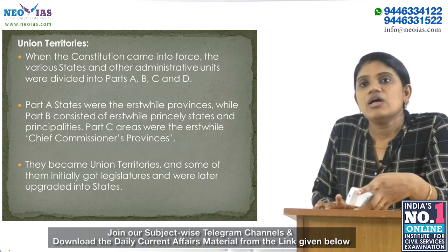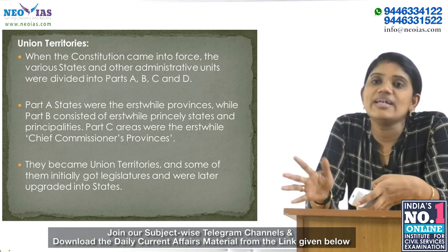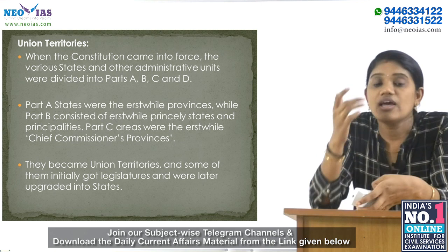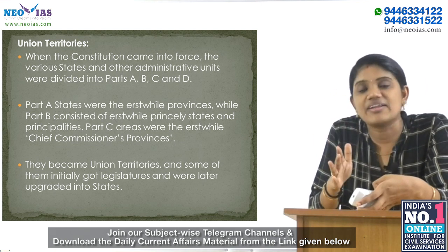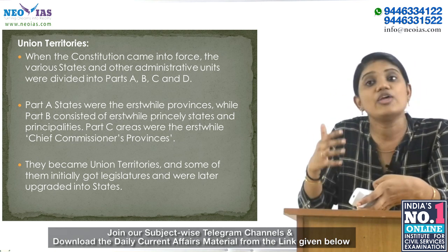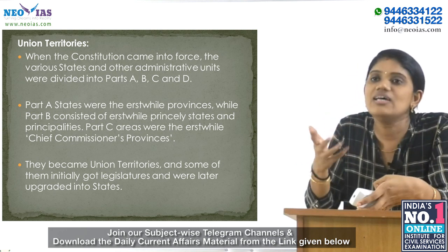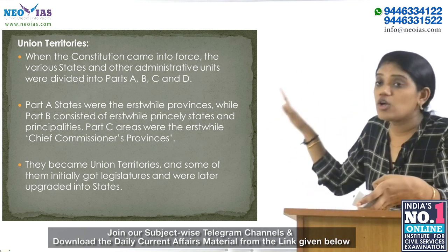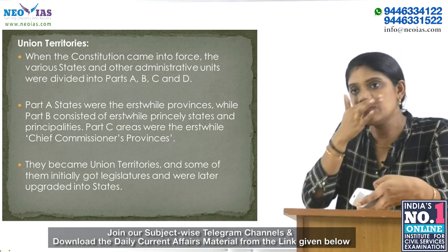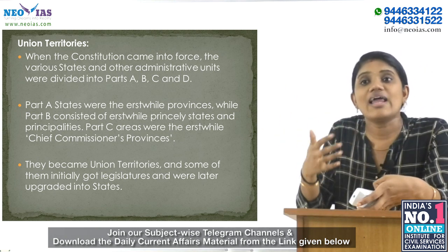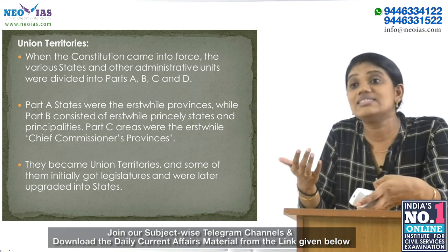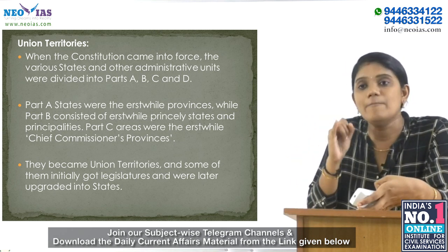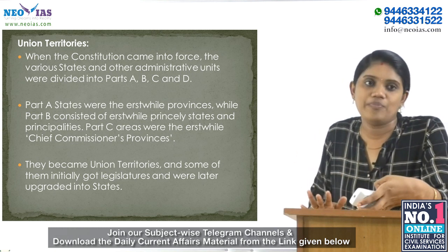Okay. Then about the union territories, we know besides the center and the states, the country has union territories with a legislature and union territories without a legislature. So the thing is that when the constitution came into force, the various states and other administrative units were divided into 4 parts, that is parts A, B, C and D.